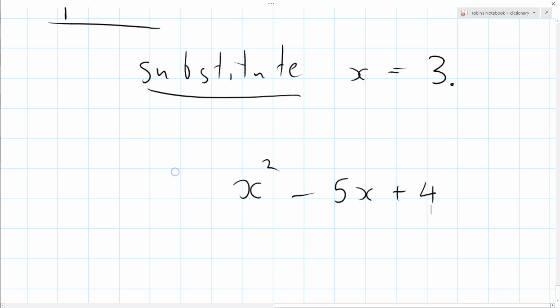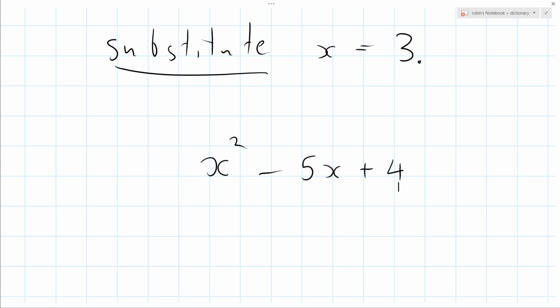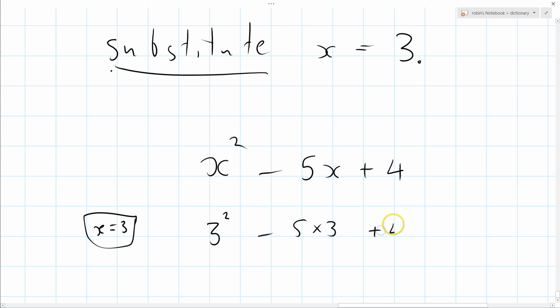Observe while I'm talking about this that I keep on writing it out. I keep on writing out my equation again and again, maybe emphasizing different aspects of it. Substitute x equals 3, but it doesn't hurt to actually write it out. So if I say x equals 3, let's have a look at that. That's 3 squared minus 5 times 3 plus 4. Let's just go through that. All I've done is taken that x and I've just put 3 in its place.